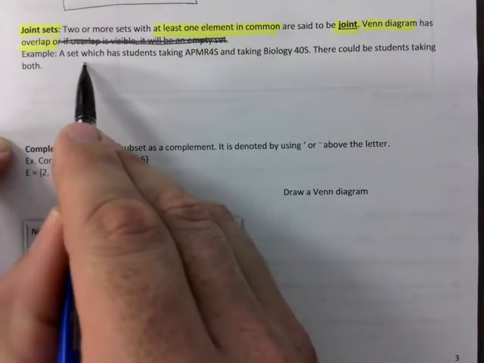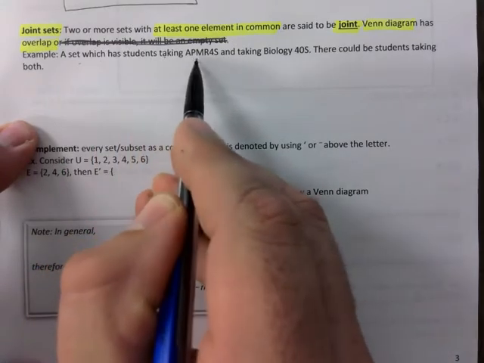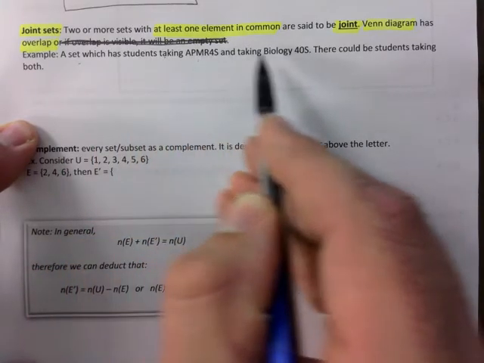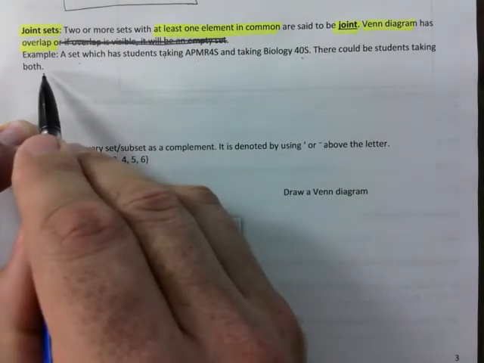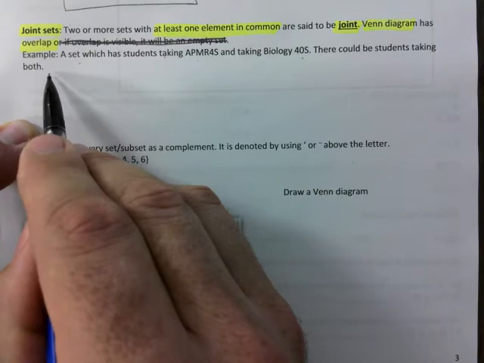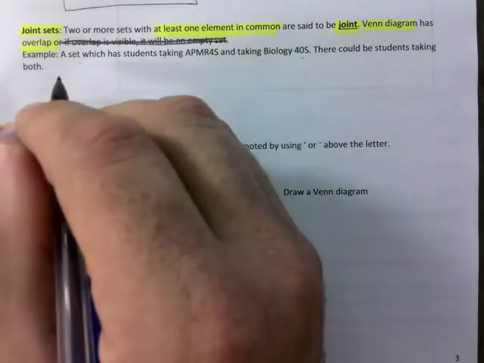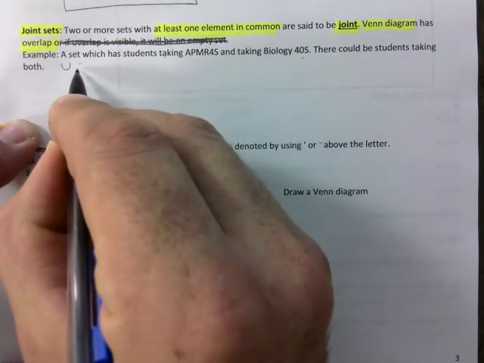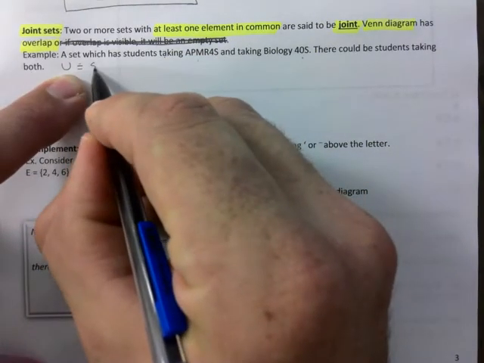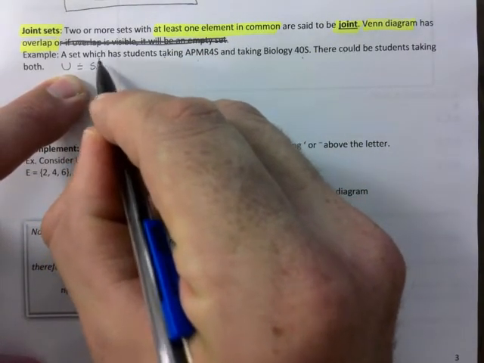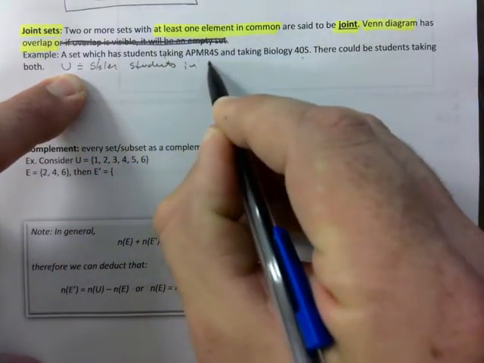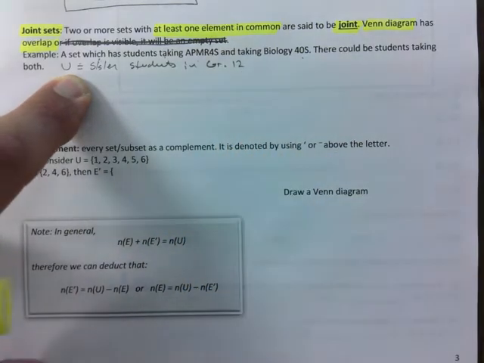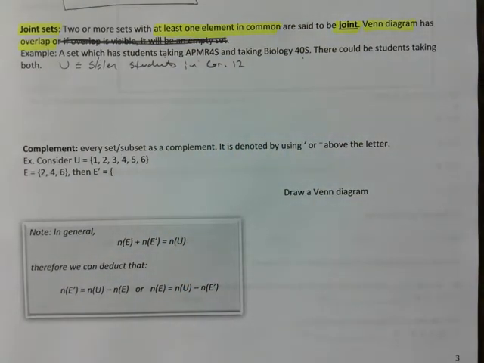Okay. Let's do an example. A set which has students taking APMR 4S and taking biology 40S. Right? There could be students taking both. So let's do a little experiment here. So U would be Sisler students in grade 12. That's my universal set. That's what I'm drawing from. Sisler students in grade 12.